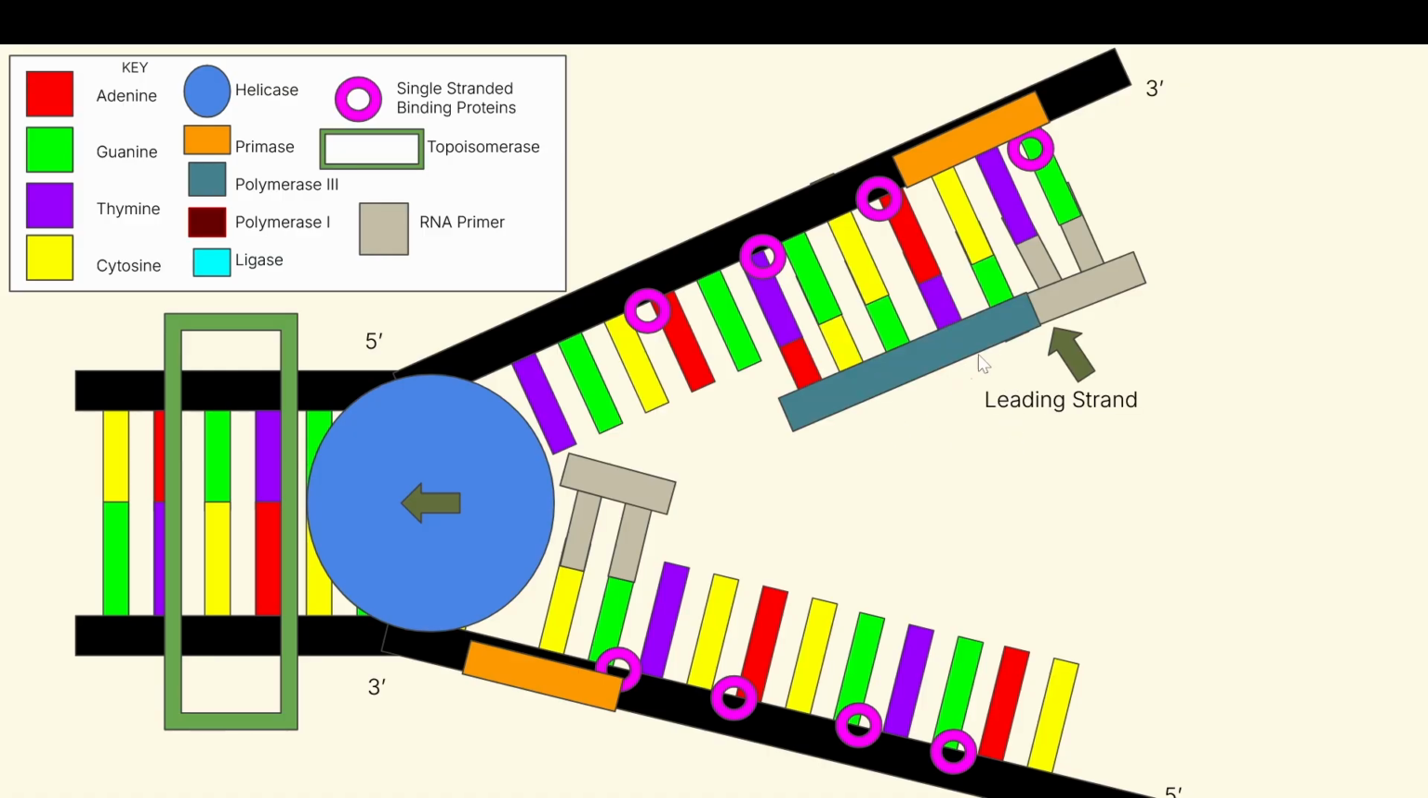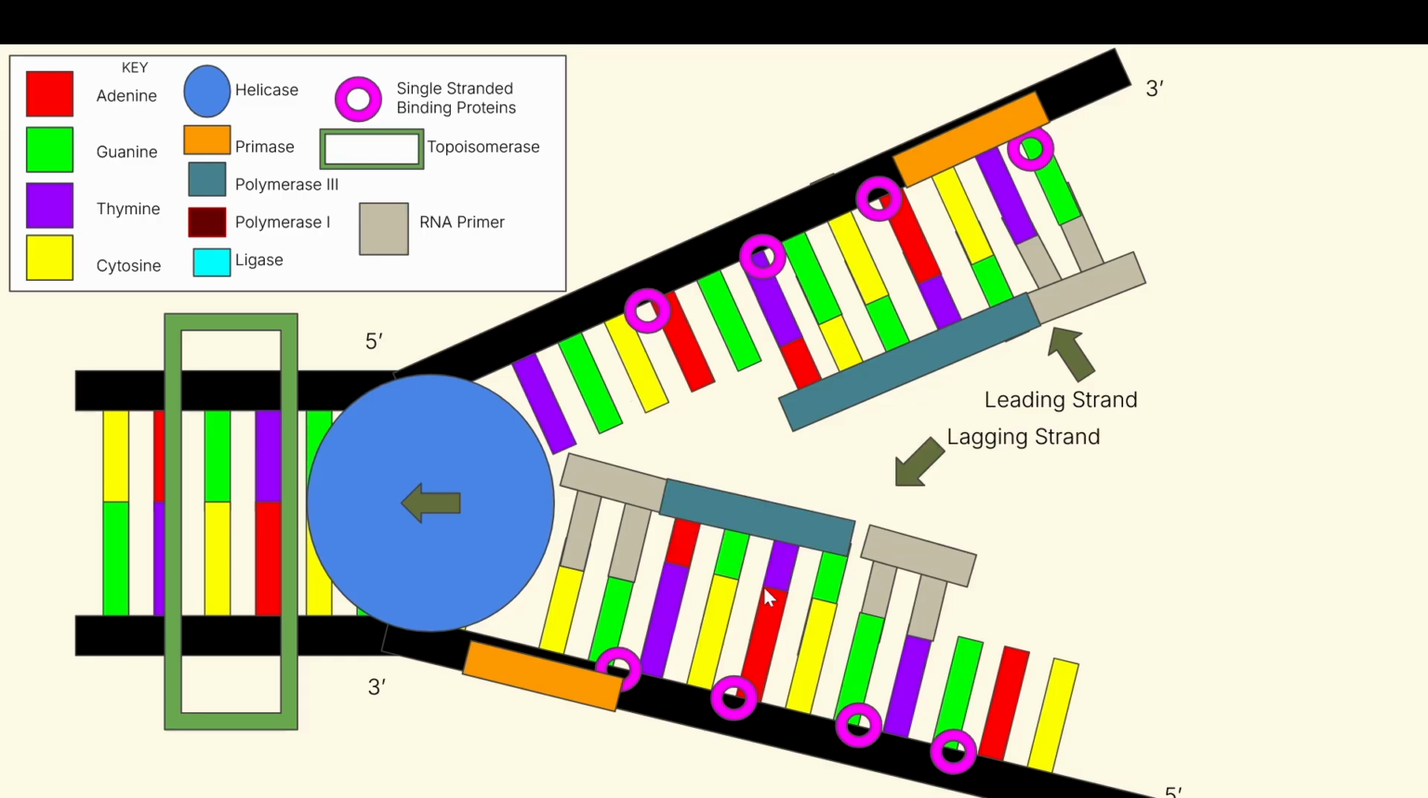Polymerase III can only build in the 3 to 5 direction, and so on this strand, since it goes 3 to 5, it's just following the helicase. It becomes a leading strand. However, the one on the bottom becomes a lagging strand because it goes from 5 to 3, and it has to keep up with the unwinding helicase, leading to fragments and gaps between each section, which is called an Okazaki fragment.